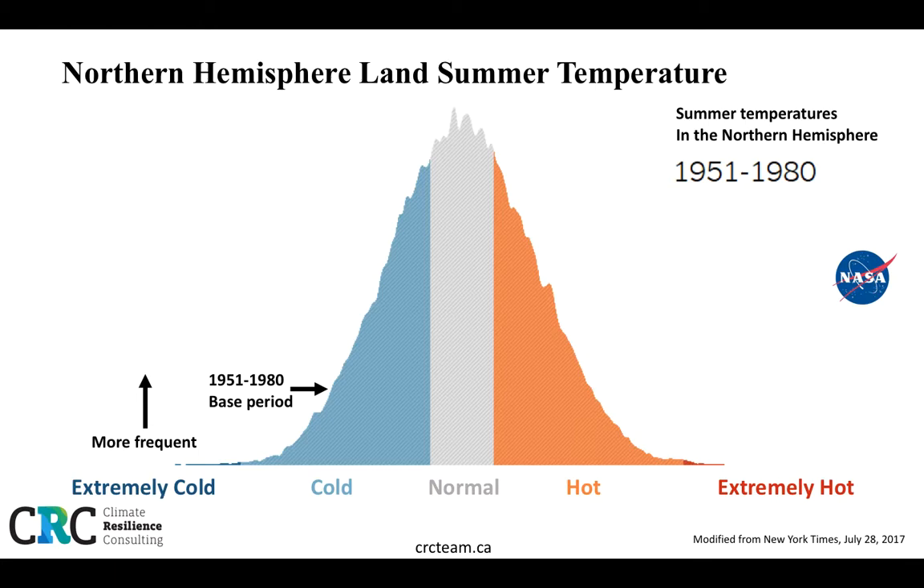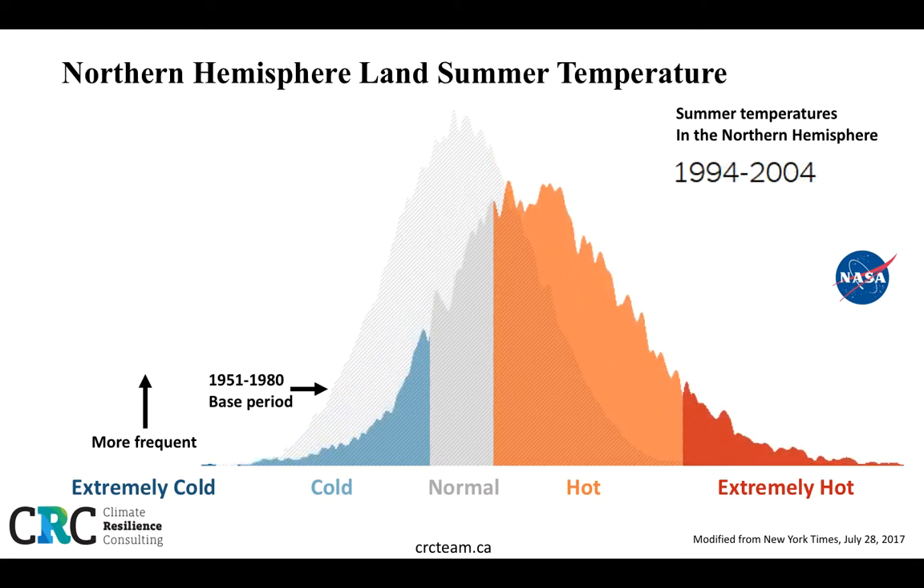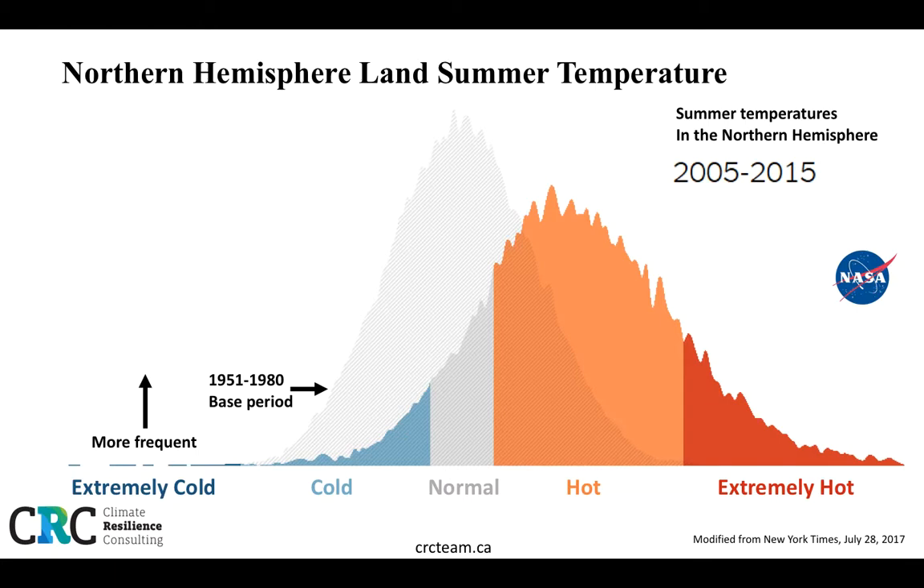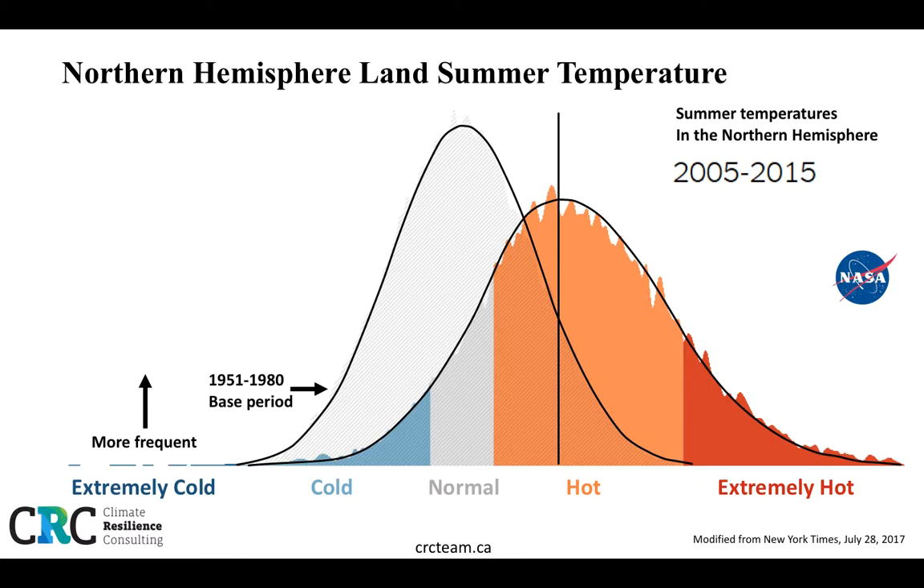Now, as we move forward in time through the decades, here we're looking at 1983 to 1993, 1994 to 2004, and 2005 to 2015. You can see that the bell curve has very clearly shifted towards the warmer side of the axis. And there's some indication that the bell curve may have flattened out a bit and changed shape. But the important piece is that in recent decades, northern hemisphere land summer temperatures have definitely been warming up.